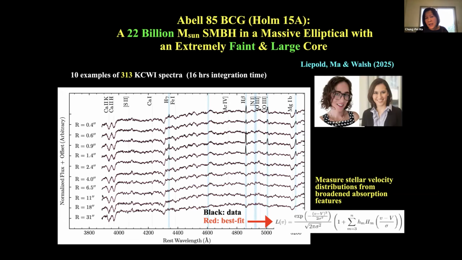This is just a sample of 10 out of 313 spatial bins. We co-add a lot of them to achieve a signal-to-noise of more than 100, over multiple years of attempts using Keck's KCWI to get these very nice spectra. This is a sample from the central part of the galaxy out to 31 arcseconds in spatial bins.